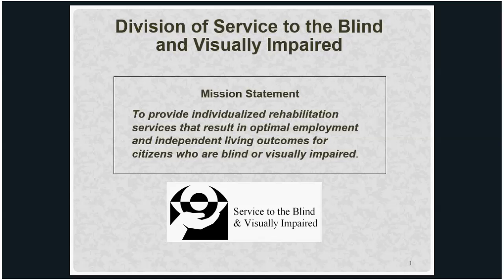As Leslie said, my name is Rhonda Williams. I'm Assistant Director. Now we don't call it Deputy, but Assistant Director for Service to the Blind and Visually Impaired. A little history about me. I actually started with Department of Human Services back as a rehabilitation counselor.